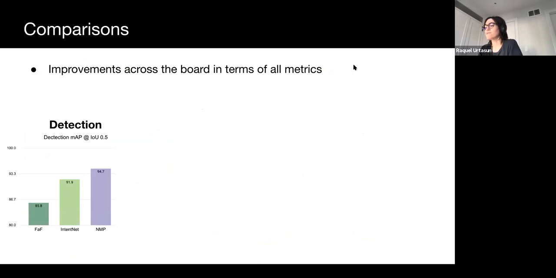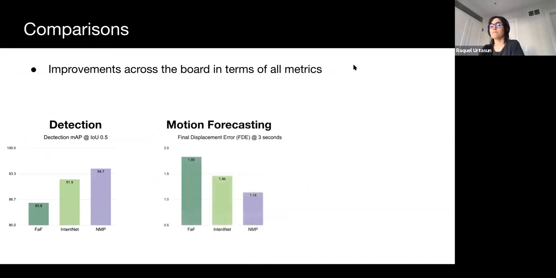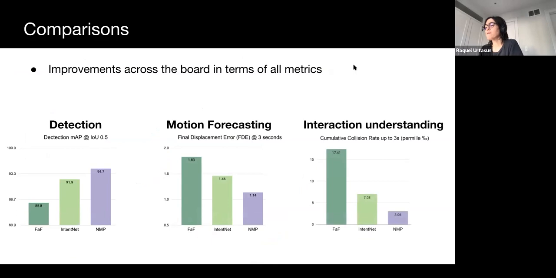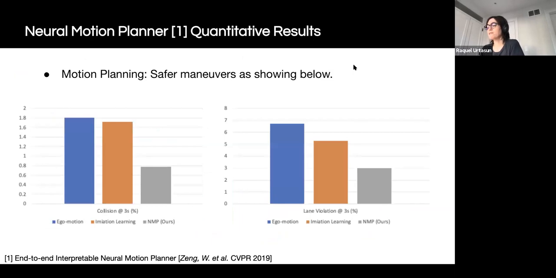Here we show our results. Compared to the state of the art, our model achieves better detection and prediction performance. Our planning results have a much lower collision and lane violation rate, which indicates safer planning.